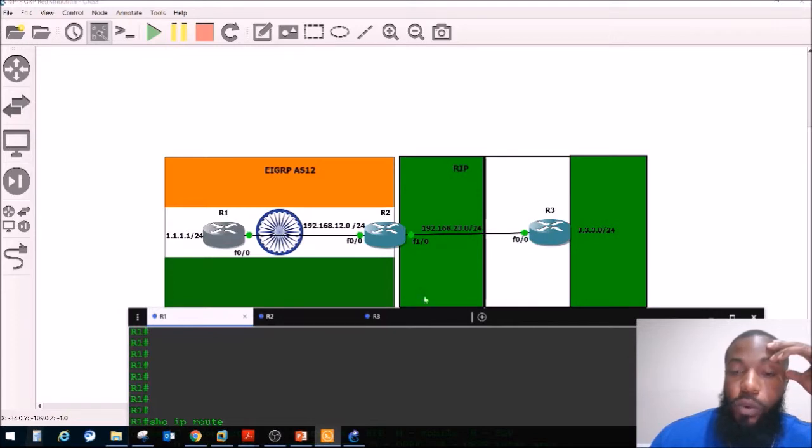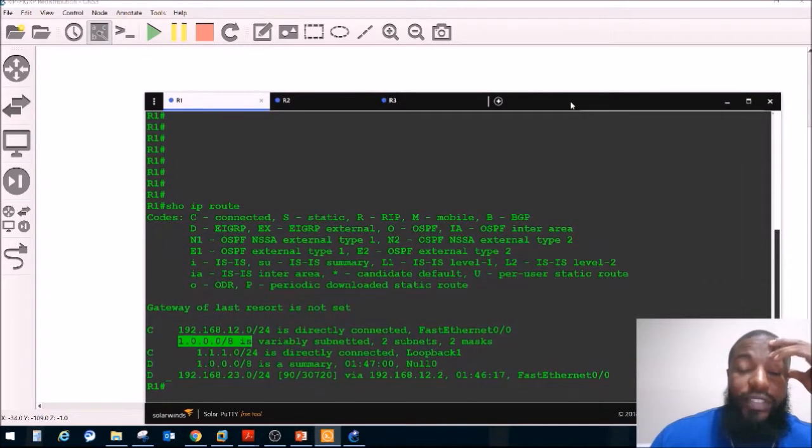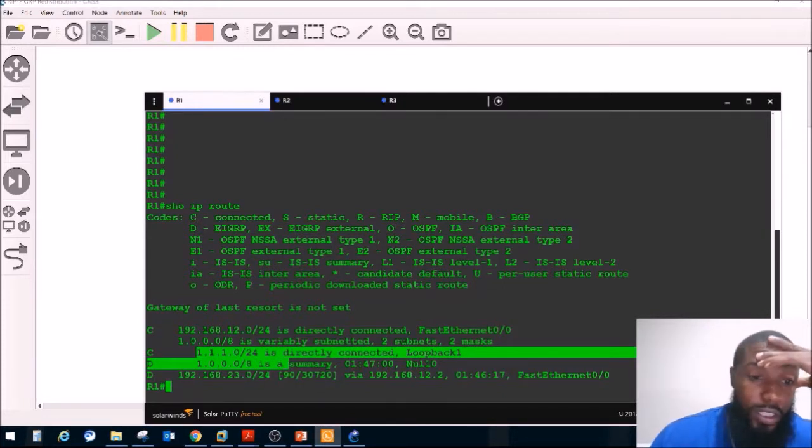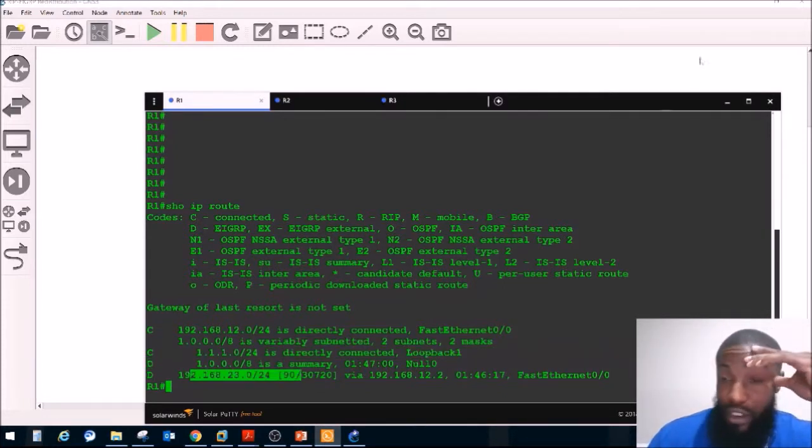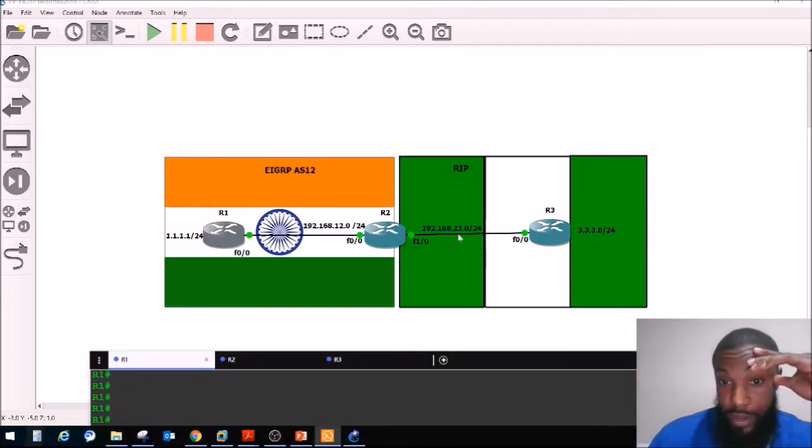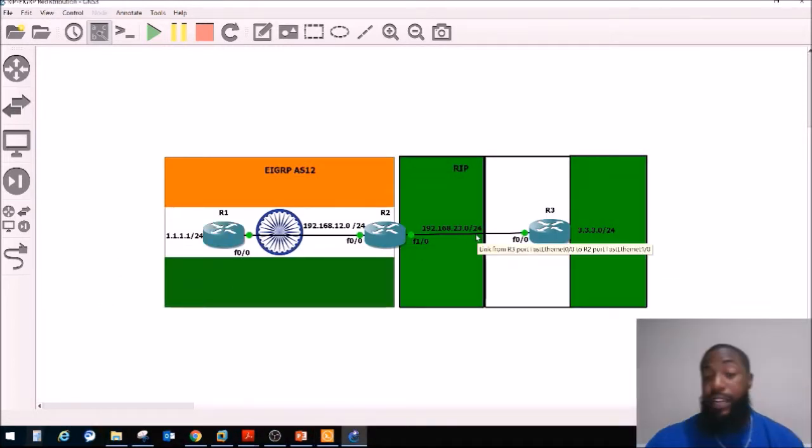This guy right here, loopback 1, right? I believe it's loopback 1, but either way, he knows that route, and it's variably subnetted. So he knows about that route. He knows about the 23.0 route, which is over here, right? Essentially in another language, but that was EIGRP actually. But he doesn't know about the 3.0 network.